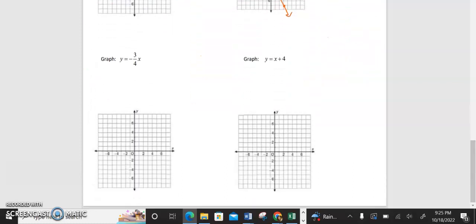Now, looking at this third graph, we actually do not have a y-intercept. This is y = mx + b. I do not see a plus b, and that means the y-intercept is 0, the origin. If you notice, the negative is in front of the fraction. So again, I like to go ahead and put that in my numerator. I'm going to move down 3 and right 4.